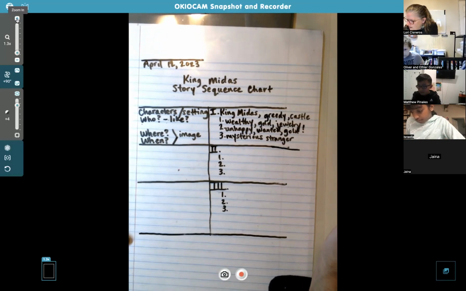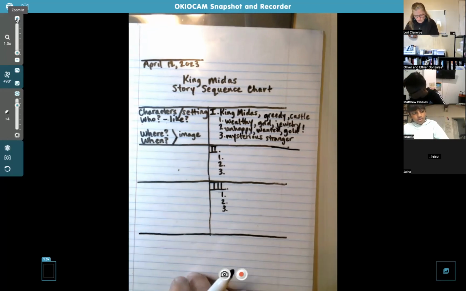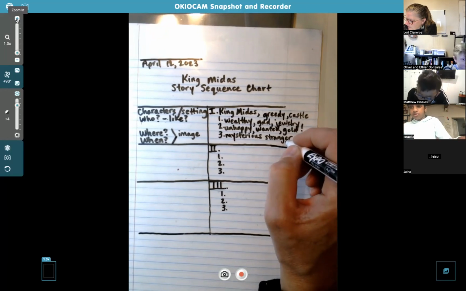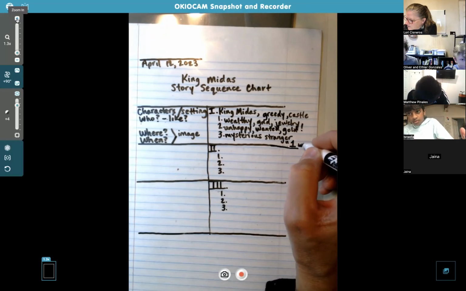And what does the mysterious stranger offer to King Midas? How about Jaina? What does the mysterious stranger, like in the beginning, what does he say to King Midas? He says that he can grant him a wish. Yes, very good. So what I'm going to do, because I'm a little bit out of space, I'm going to put in quotations because this is what we're going to say that he says.